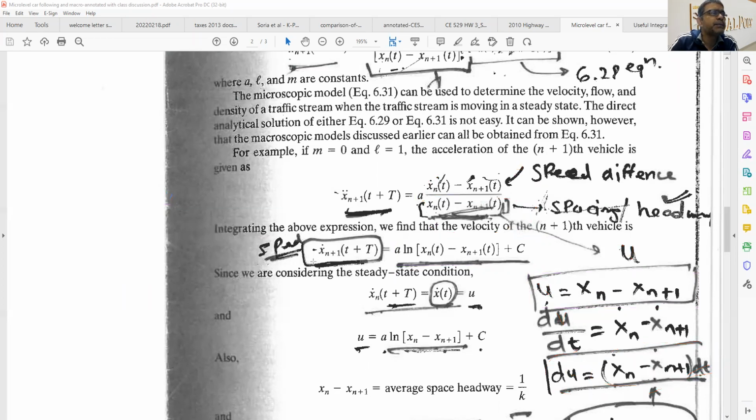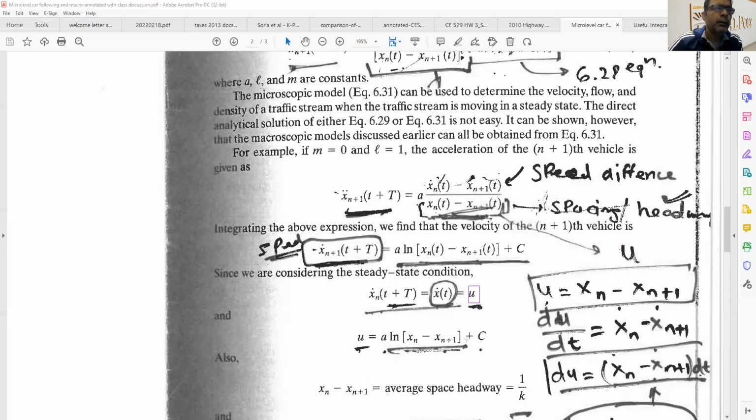I can see this has become speed equal to xn plus... in a steady state, because if you're able to maintain an average speed and you're looking at all followers together, you can call this the speed of the traffic, the average speed of the traffic stream, u. And on the right-hand side, you get a times ln of xn minus xn plus 1, plus a constant.